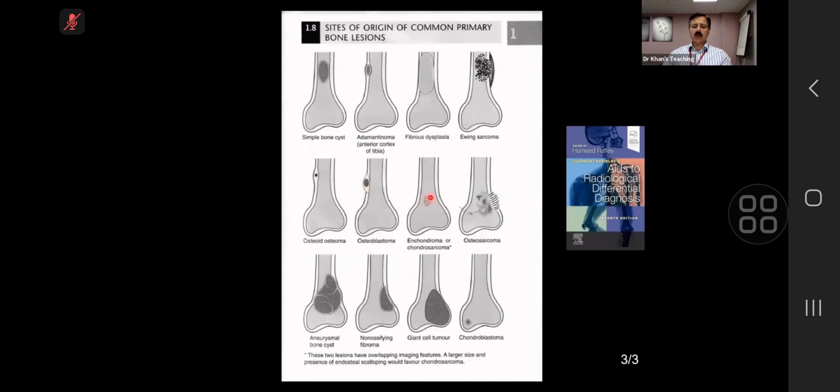Enchondroma or chondrosarcoma, we know in the metaphyses. Osteosarcoma, metaphysis, eccentric. Aneurysmal bone cyst, metaphysis, eccentric. And then, actually I cannot even read what is here. For me, it's not projected in any case. And giant cell tumor, which is epiphyseal, and a chondroblastoma, which is epiphyseal.